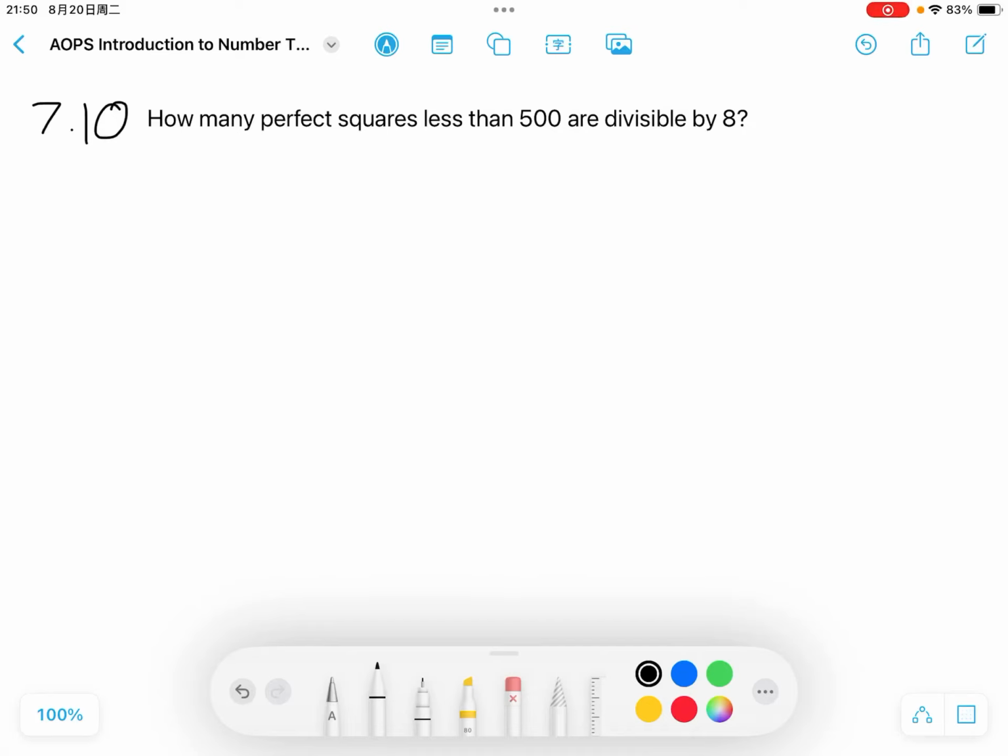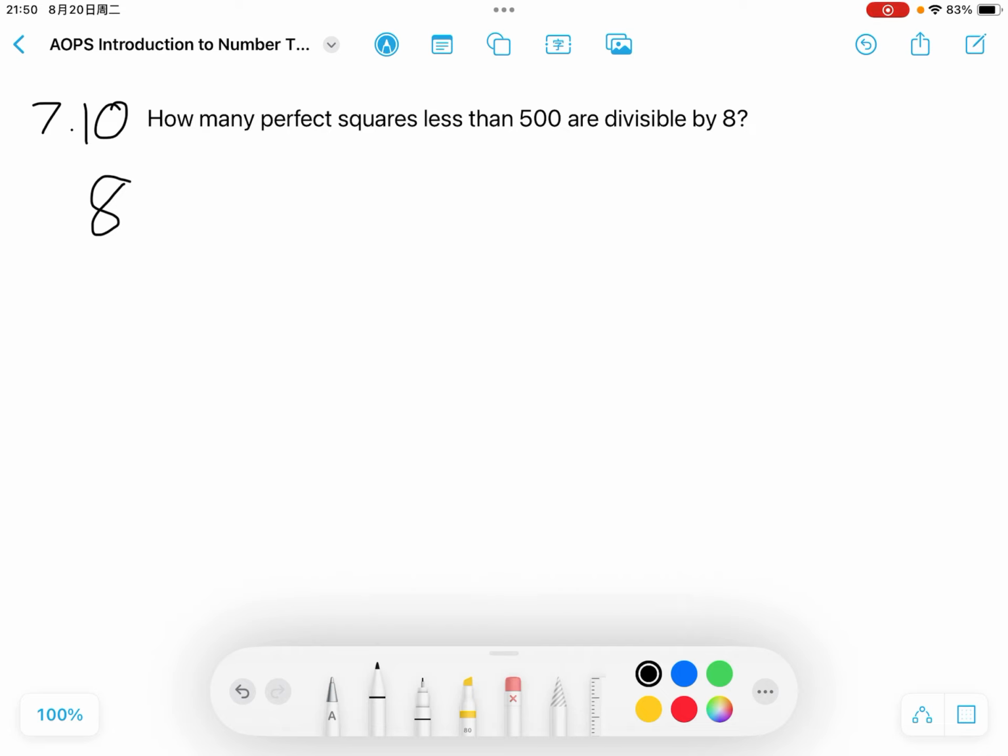So let's look at problem 7.10 in AOPS Introduction to Number Theory. How many perfect squares less than 500 are divisible by 8? Well, here, one trick to fall into is we realize that 8 is obviously not a perfect square, right?